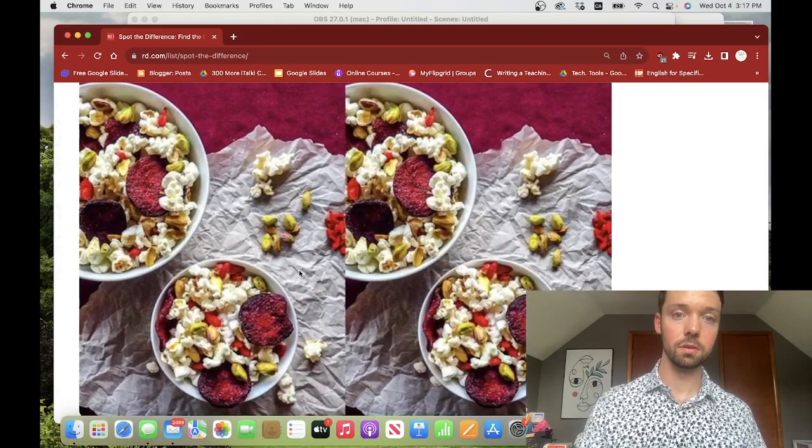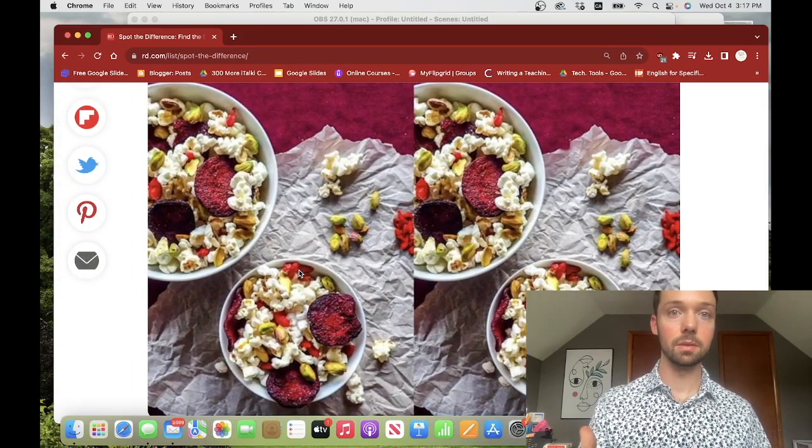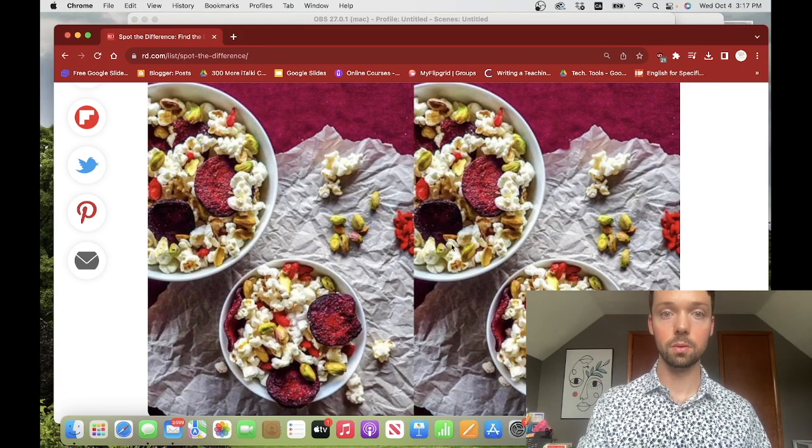So you could show your students a picture like this, two pictures side by side. They are very, very similar, but they do have differences between them. So for example, we see a little seed over here, but we don't see one over there. That's an example of a difference. This could be a nice little activity for your students to practice their comparing and contrasting vocabulary.